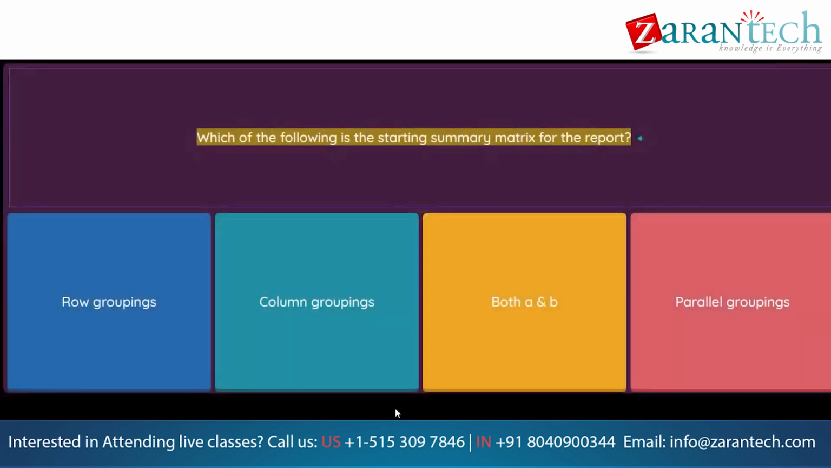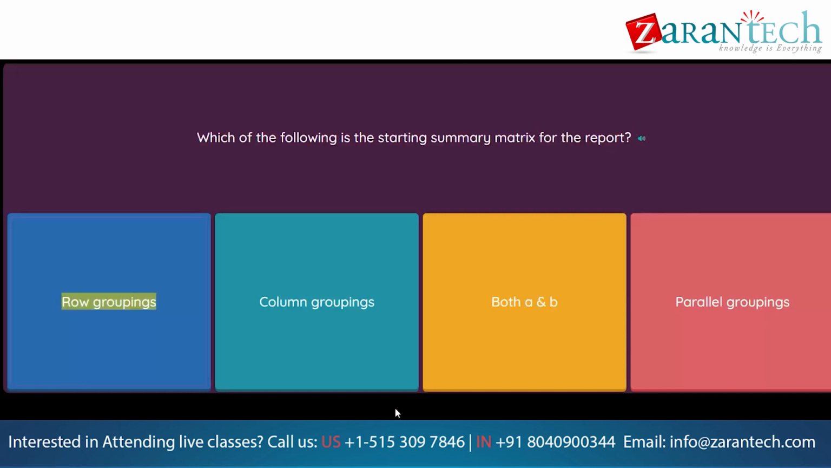Question: which of the following is the starting summary matrix for the report? Option 1: row groupings. Option 2: column groupings. Option 3: both A and B. Option 4: parallel groupings.